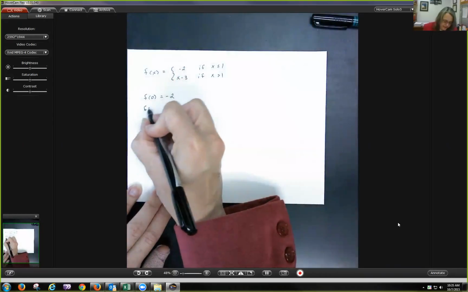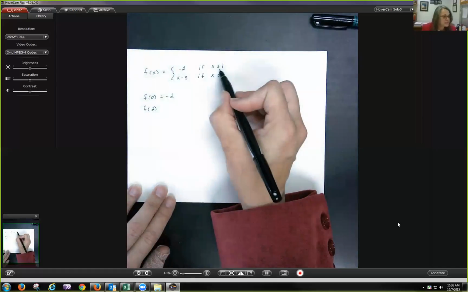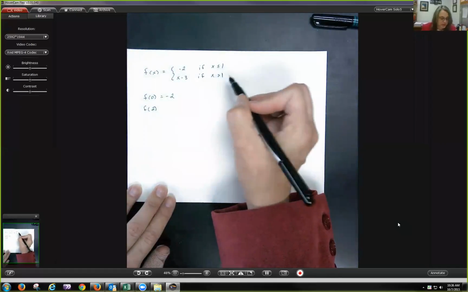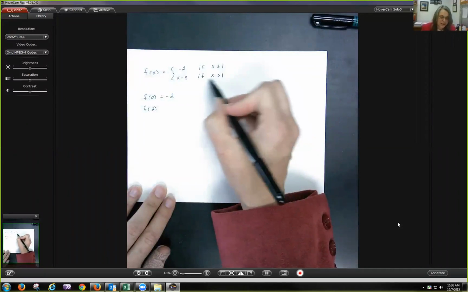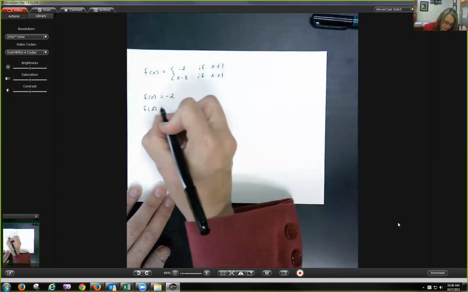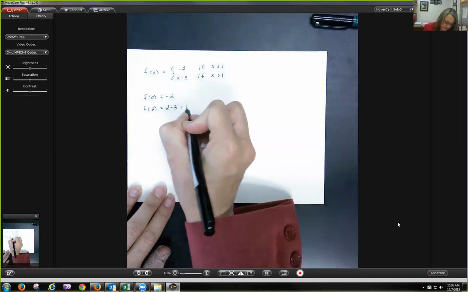What is f of 2? Is 2 less than or equal to 1? No. So we go to the next category. Is 2 greater than 1? Yes. So we apply the second rule, which is going to be 2 minus 3 or -1.